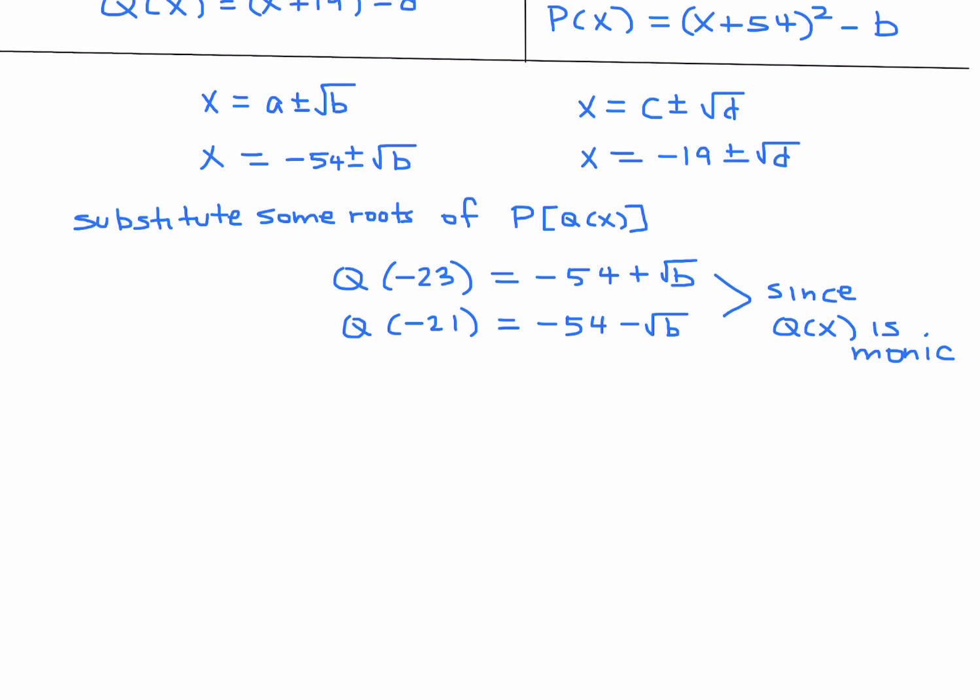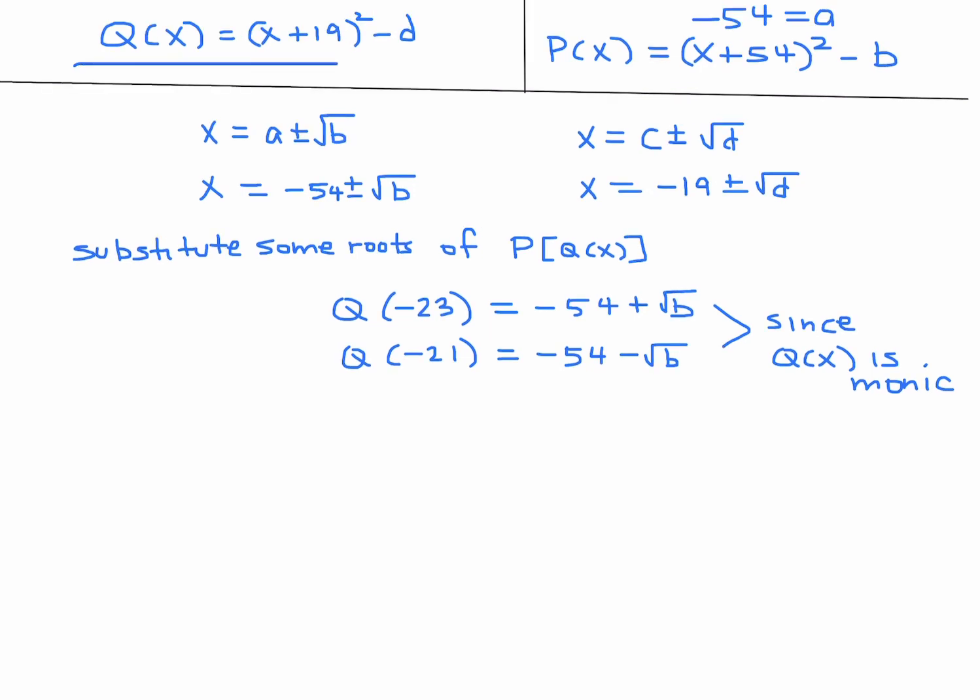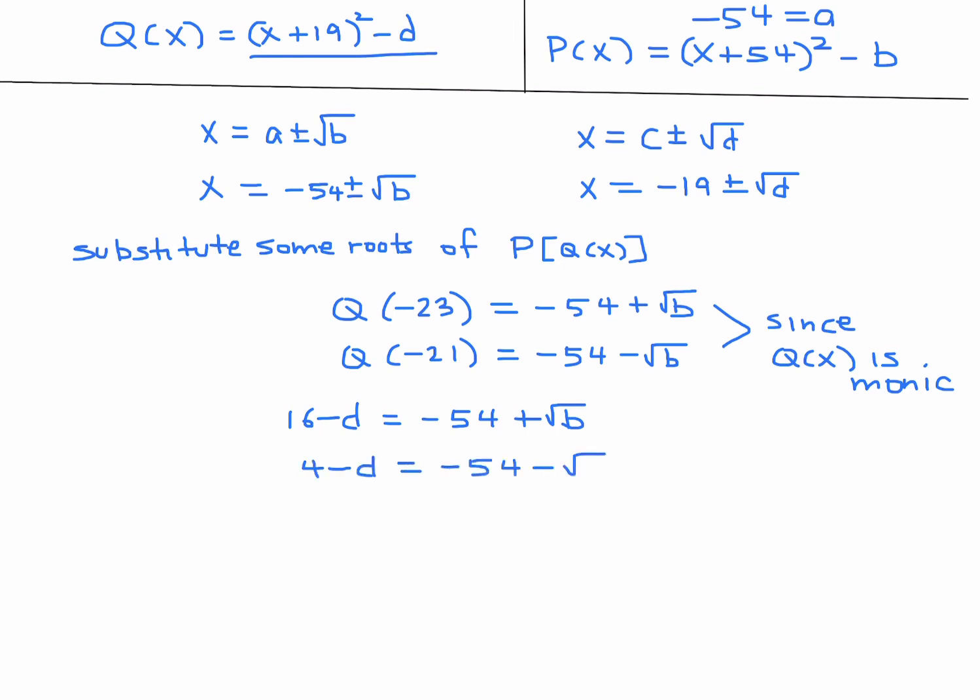So let's do this here. And remember, here's the formula for q at x. So that's what I'm going to substitute minus 23 in. Minus 23 goes right here. And if I do, I get minus 23 plus 19, which is minus 4. And then if I square it, it becomes 16 minus d, and that is equal to minus 54 plus root b. In a very similar way, if I put in minus 21 into this equation, then I get minus 2 squared, so that's going to be 4 minus d is equal to minus 54 minus root b.